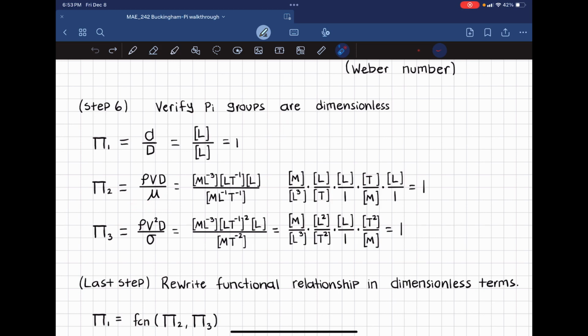Again, taking those dimensions which we found earlier, we write all those out as one big fraction like this, and then I like to follow the same step that I do for finding the actual dimensions of each individual variable. I like to write them all as individual fractions like this. So ml to the -3, I write as m over l to the 3. lt to the -1, as we have here, I write it as l over t. L, in the numerator here, we write as l over 1, t over m.